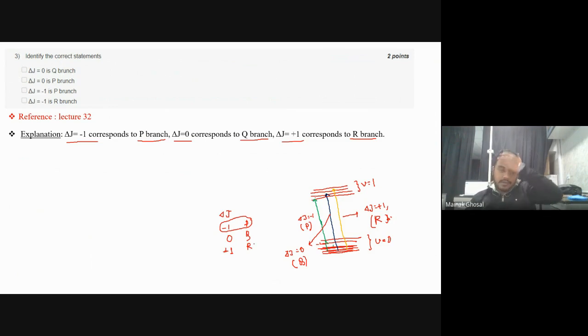Okay, so you have got your answer now. What should the answer be? The answer is that delta J equals 0 is a Q branch. This is correct. But delta J equals 0 is not a P branch. Delta J equals -1 is a P branch. This is correct. But delta J equals -1 is not an R branch. For the R branch, delta J should be equal to plus 1. So this is the answer.